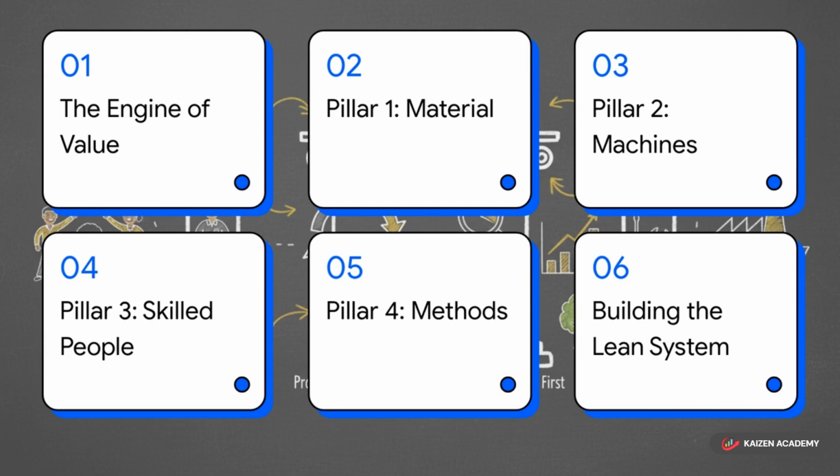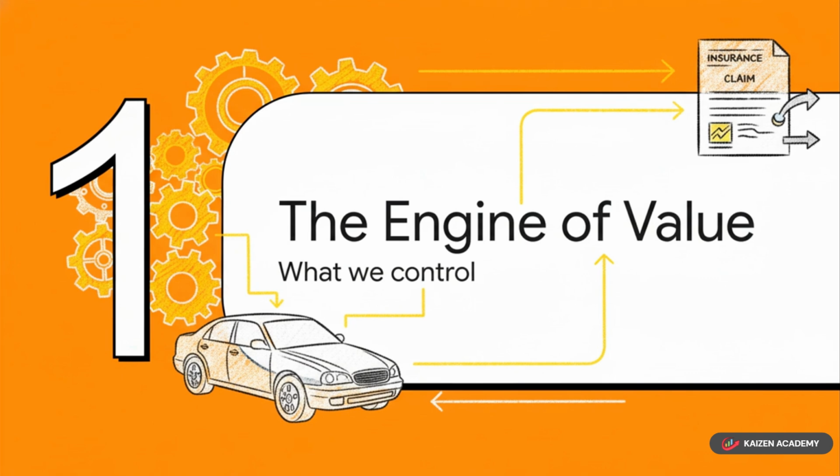All right, so here's our game plan. First, we'll talk about the goal, what we're actually trying to do here. Then, we'll build up each of the 4 pillars that get us there. And to finish, we'll see how they all lock together to create a really powerful system that's designed to just crush waste.